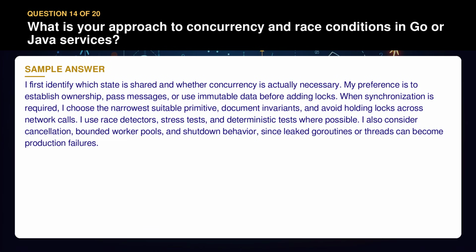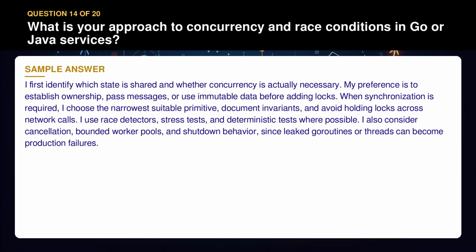I first identify which state is shared and whether concurrency is actually necessary. My preference is to establish ownership, pass messages, or use immutable data before adding locks. When synchronization is required, I choose the narrowest suitable primitive, document invariants, and avoid holding locks across network calls.